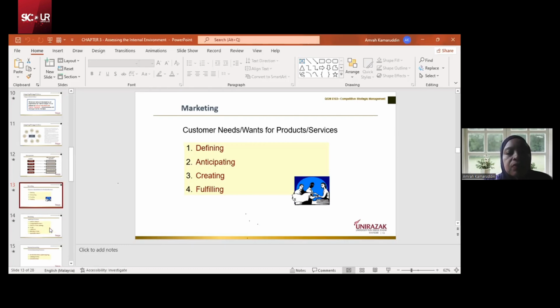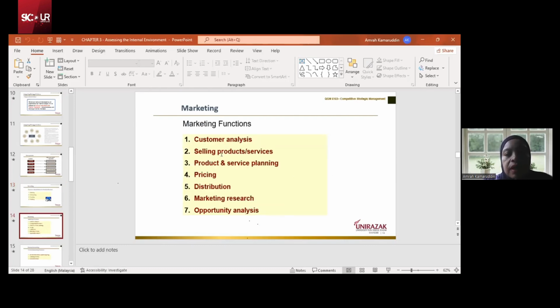Okay, next we go to the functions. These are all the functions of marketing, because you have to do analysis, you have to sell a product or service, you need to do the planning, pricing, distribution, marketing research, and opportunity analysis. Opportunity analysis is also part of marketing, because marketing is not just about selling, you need to analyze. Marketing and selling are two different things. Selling is part of marketing. So this is their job. They have to analyze not only customers, but also opportunity.